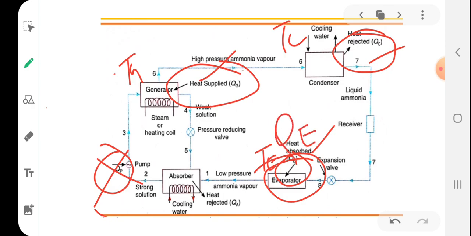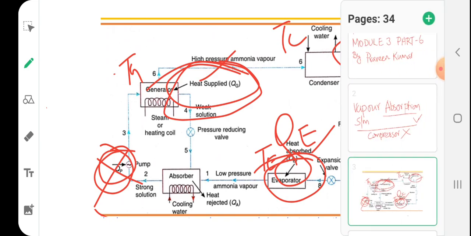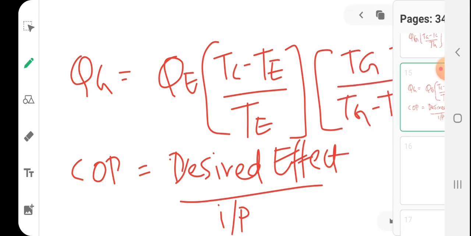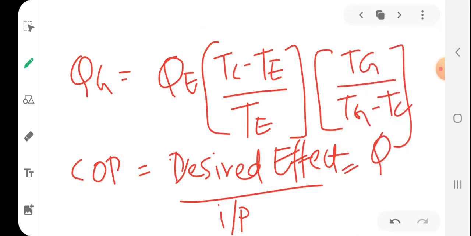So what is the input in this particular process? The only input is QG, heat is supplied or generated. There is a small input here also in the pump, but that can be neglected. We are neglecting that work. Okay. So the output is QE and input is QG. We can write it as QE by QG. So we have the expression for QG in terms of QE.